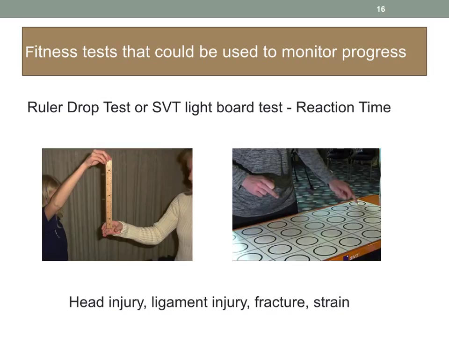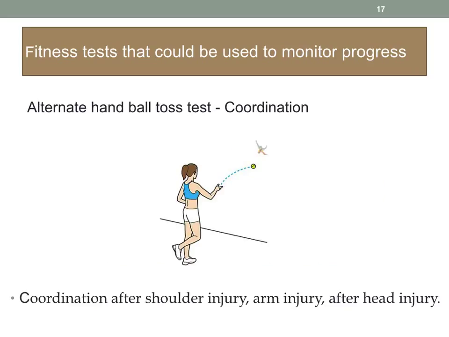The ruler drop test or the SVT light board test is good to measure reaction time, and a whole range of injuries would benefit from this test. And again, results can be recorded over time. Progress can be monitored to track whether the athlete is improving and whether they are ready to return. The alternate hand ball toss test measures coordination. Great for shoulder injury, arm injury, or even a head injury to determine whether the athlete is ready to return.